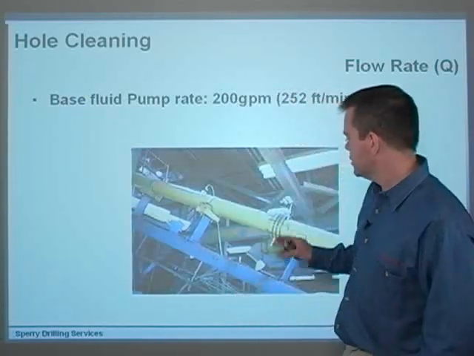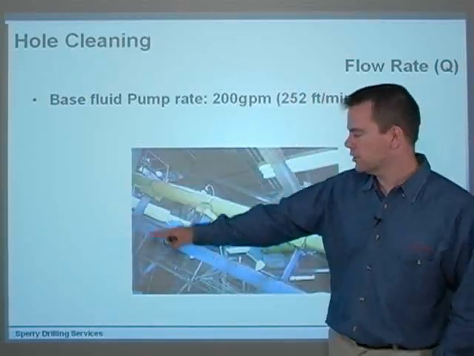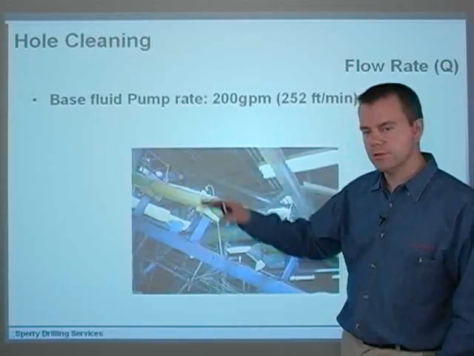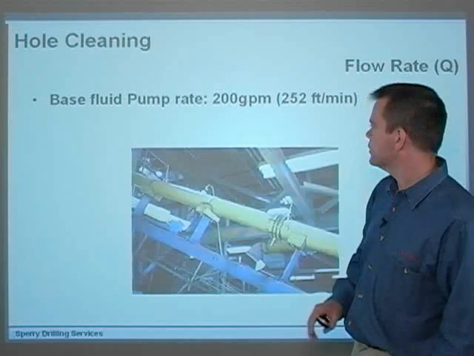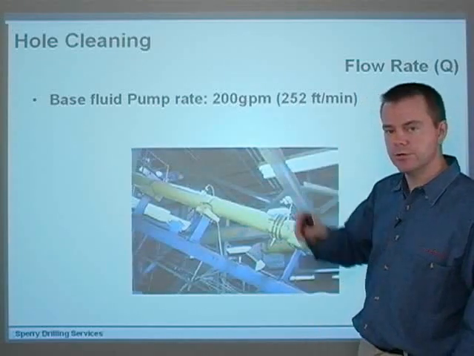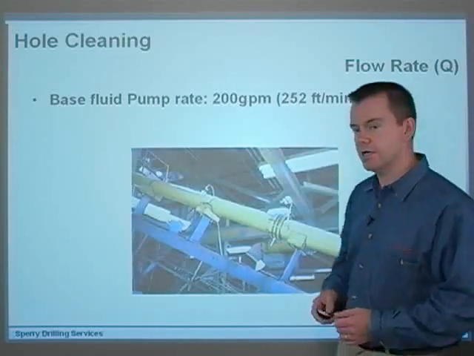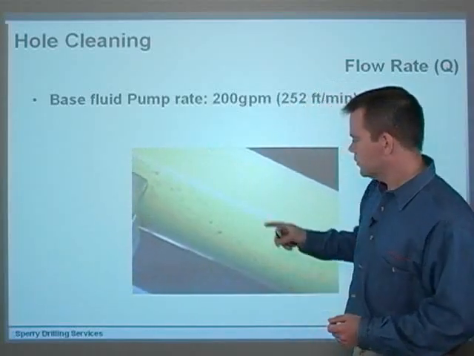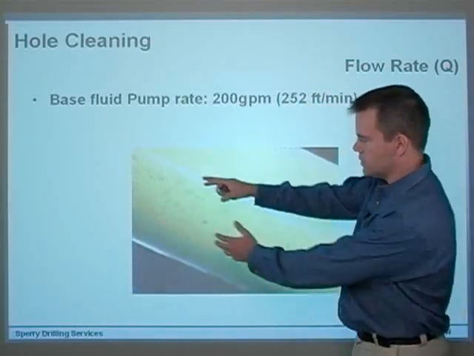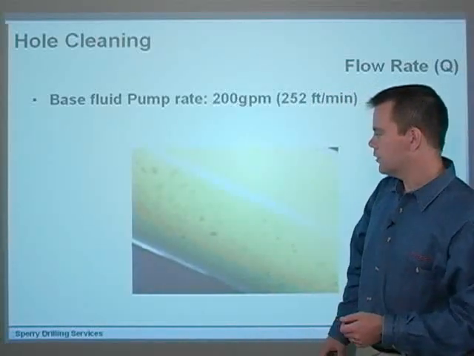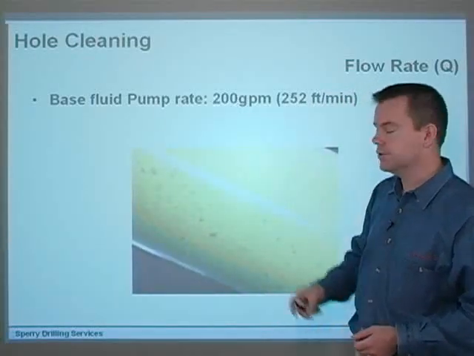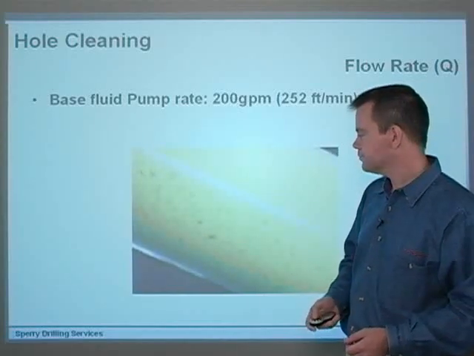What we've got here is a flow tube, and it can be raised or lowered to different angles. Set it at 65 degrees, pumping up here at 200 gallons per minute, which equates to 252 feet per minute as an annular velocity. Now looking in at the cuttings, we can see that we've got a thick bed on the bottom of the wellbore here at 200 gallons per minute or 252 feet per minute.